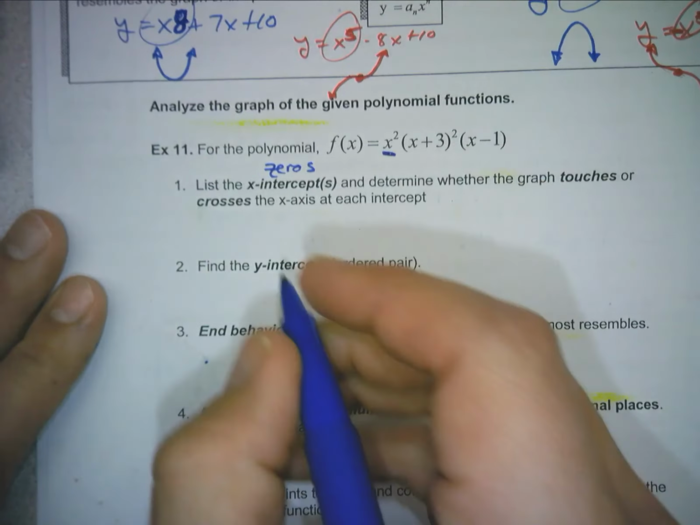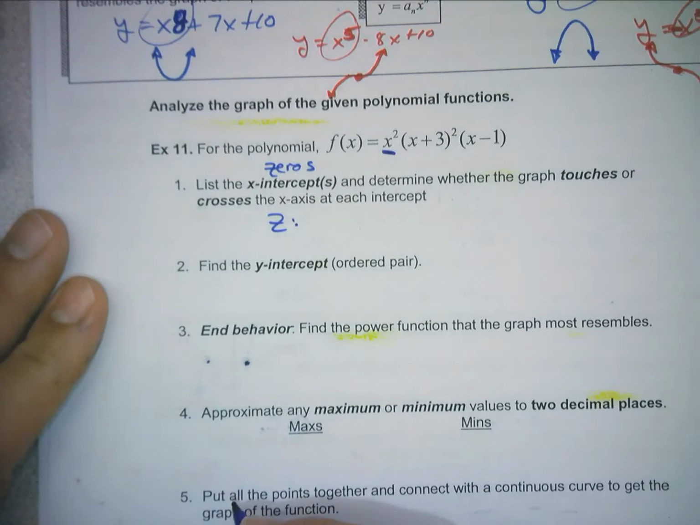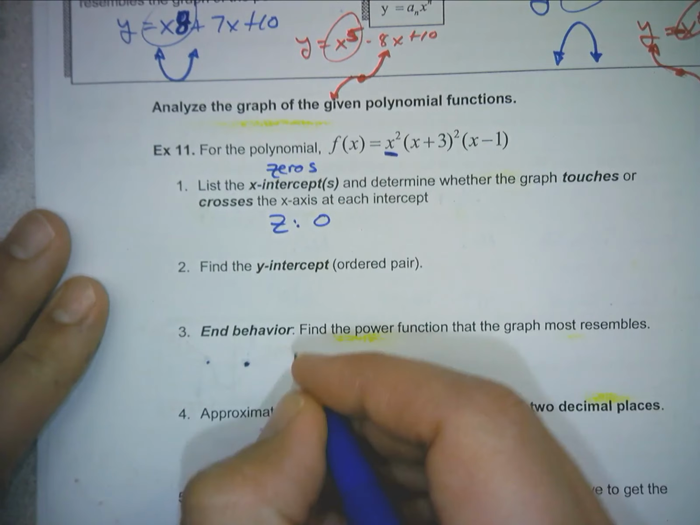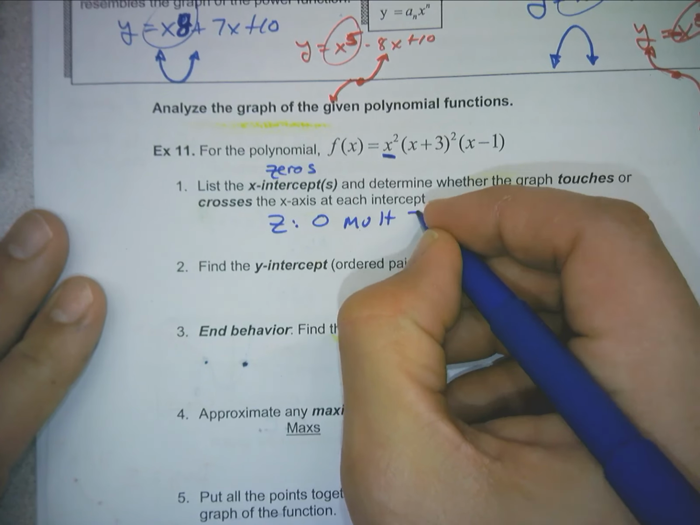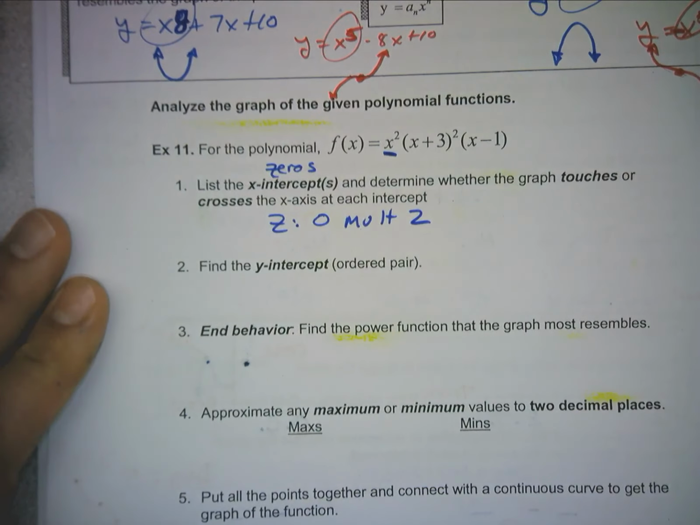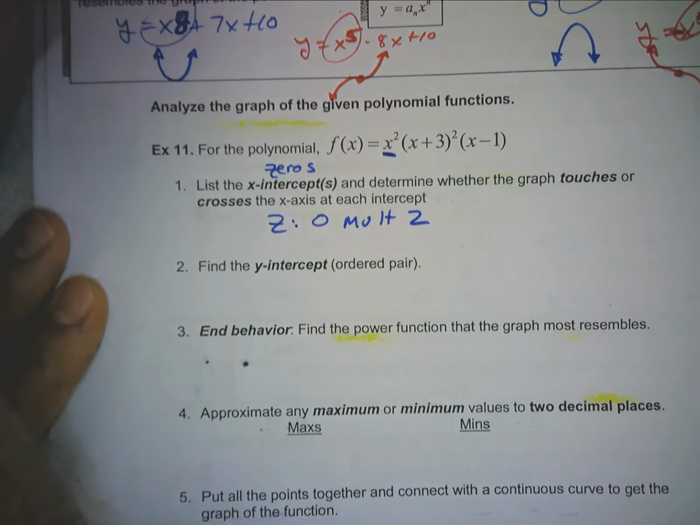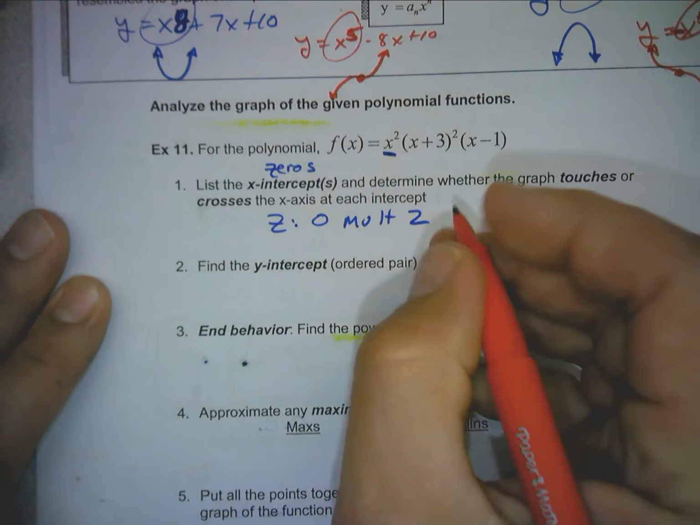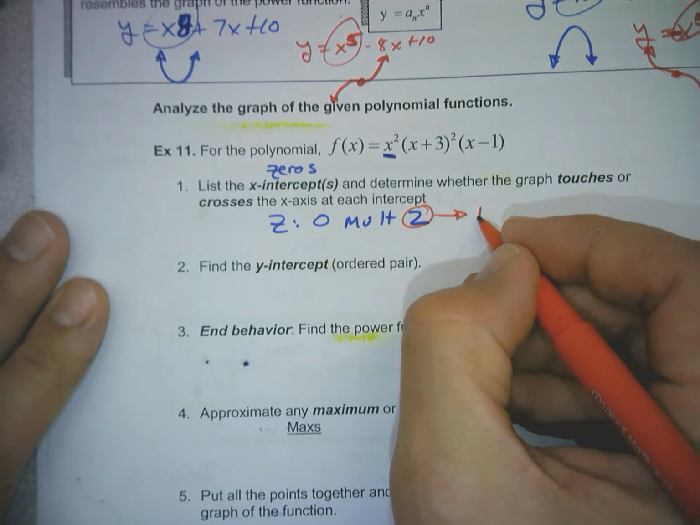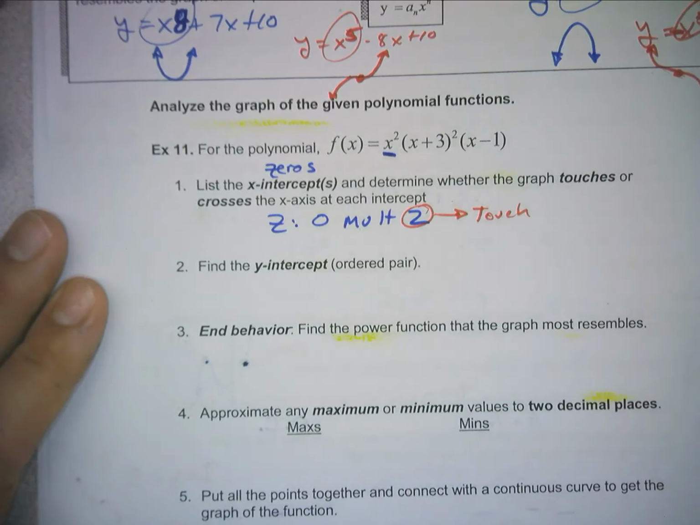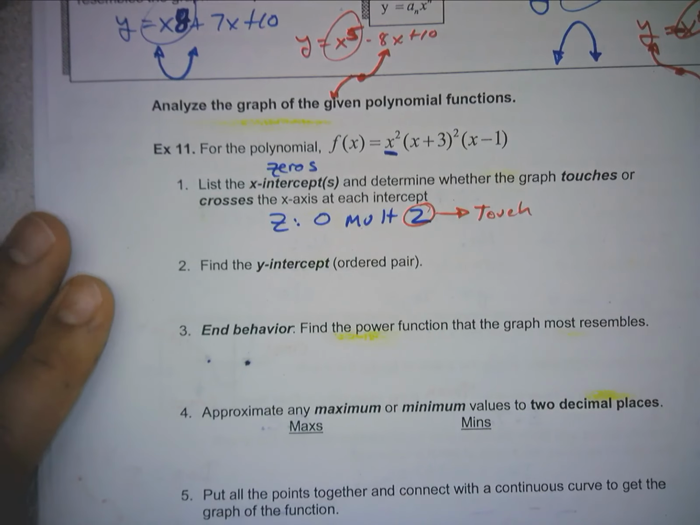I got x squared, so that zero is 0. Its multiplicity, its exponent, is a 2. Okay, and then we have to identify that number. That 2 is an even number, even touches, so that's a touch. Okay, so I look at the next one.